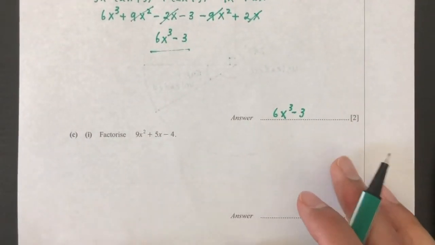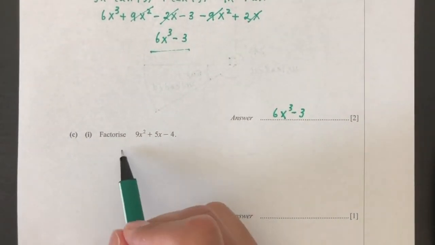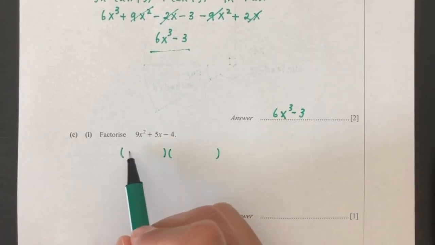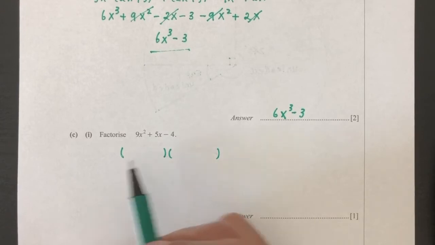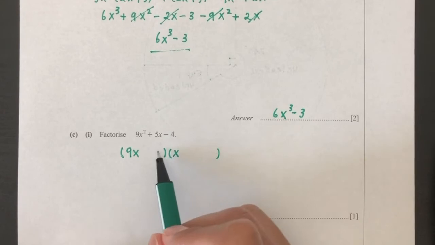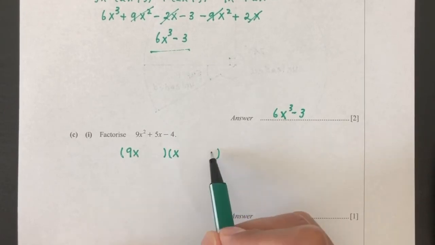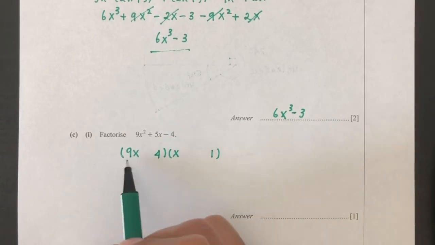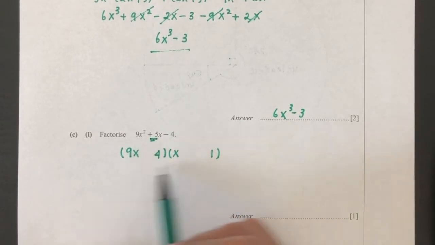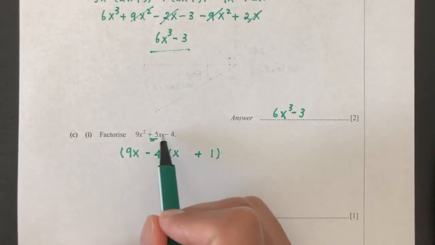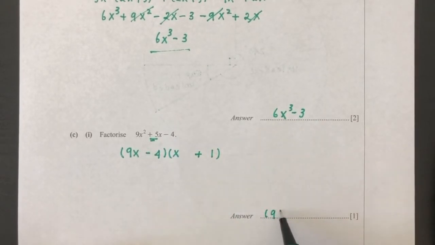Now for part C, factorize this one completely. So it will be a quadratic equation, so two brackets. We have 9, so we can try 9x here and x here. And here we can put 4, which is 4 times 1, so that will be 1 here and 4 here. So for it to be plus 5, it has to be plus 9 and minus 4. And then minus times plus is minus, so this is good. So your answer will be 9x minus 4 times x plus 1.